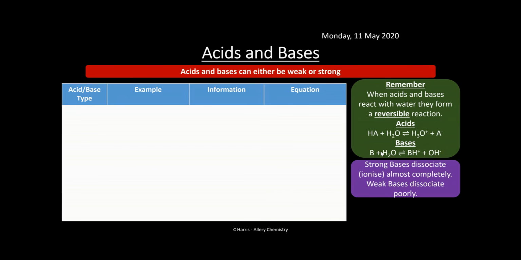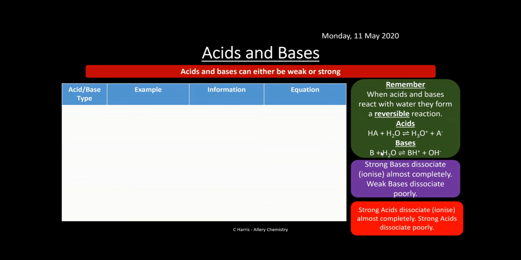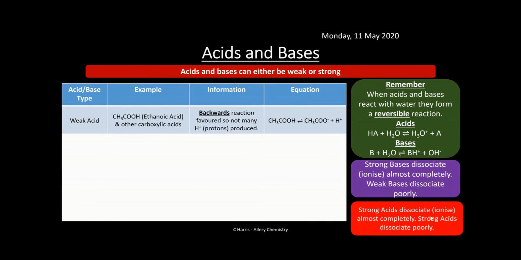Strong bases dissociate or ionize almost completely, and you'll see some of the assumptions we'll make later on in some of the calculations, where we assume that bases dissociate fully, and weak bases don't, they dissociate poorly. Likewise with acids, strong acids dissociate fully or ionize, and weak acids dissociate poorly. Sorry, that should say weak acids on there, okay? So that should be weak acids dissociate poorly.